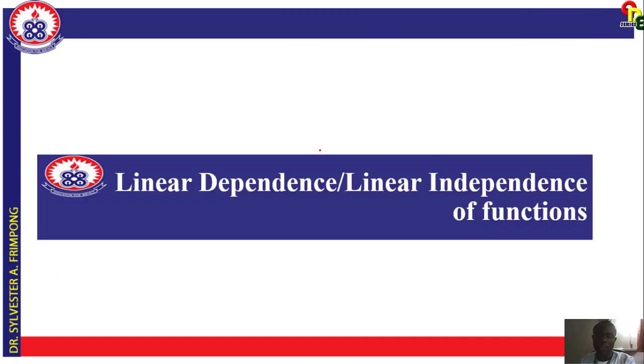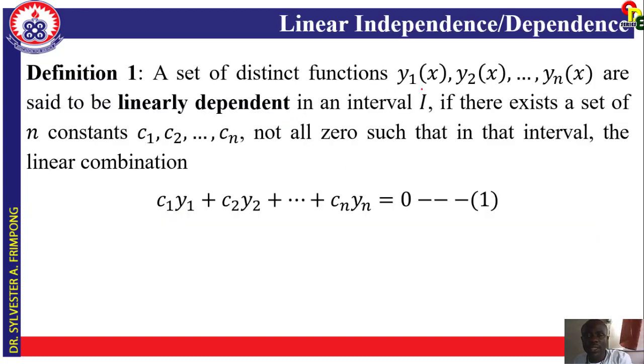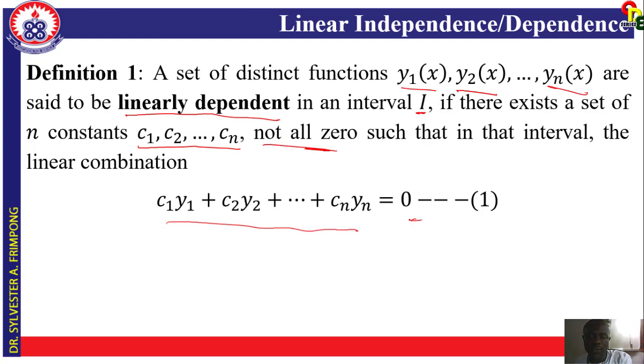Let's look at the linear dependence and the linear independence of functions. We are saying that a set of distinct functions, y1, y2 up to yn, are said to be linearly dependent in a given interval I if there exist n constants, c1 up to cn, not all of them 0. It means some may be 0, but others may not be 0, such that in that interval, the linear combination gives you 0.